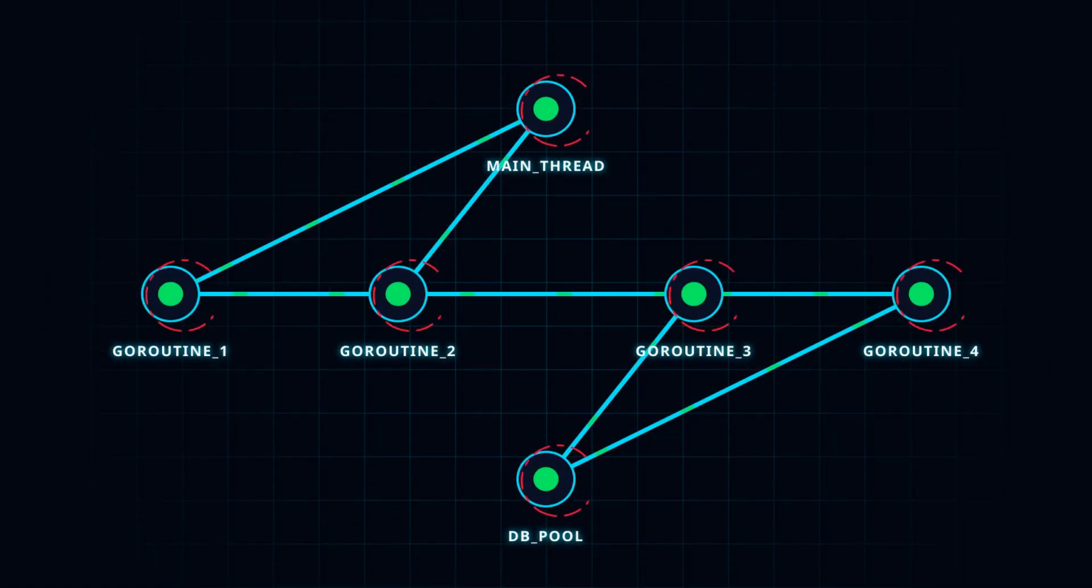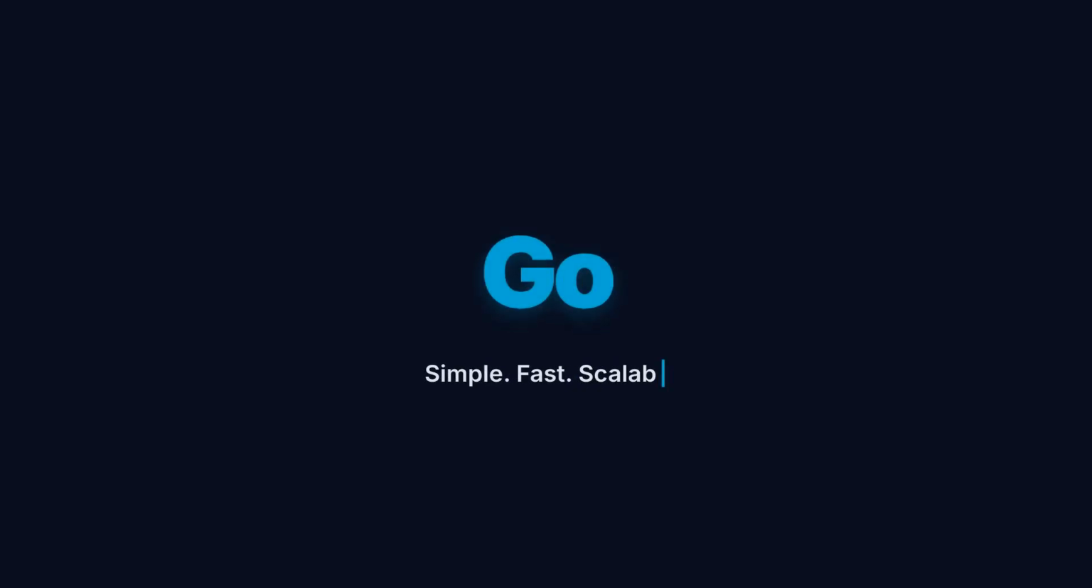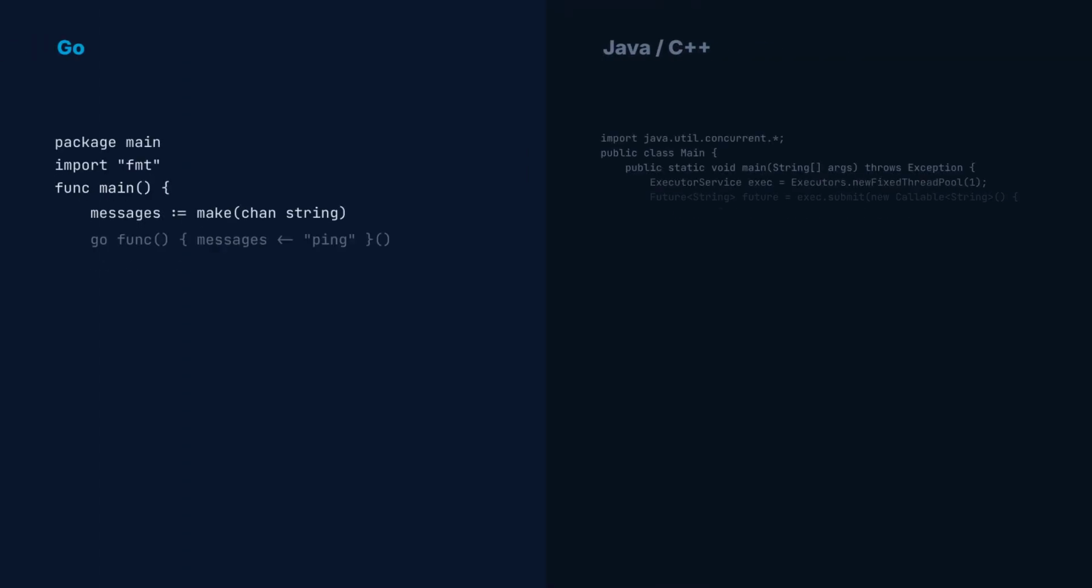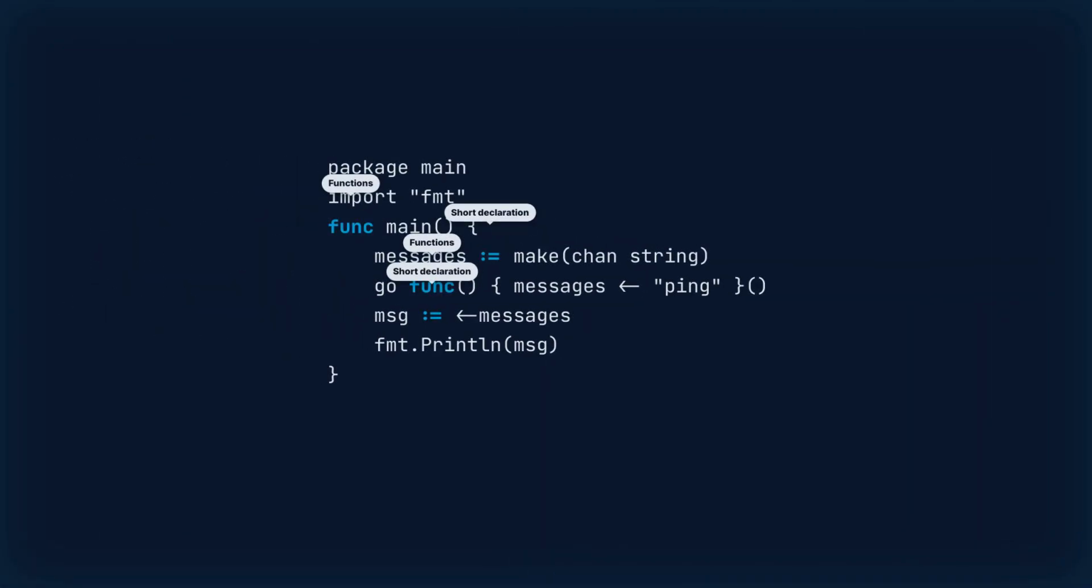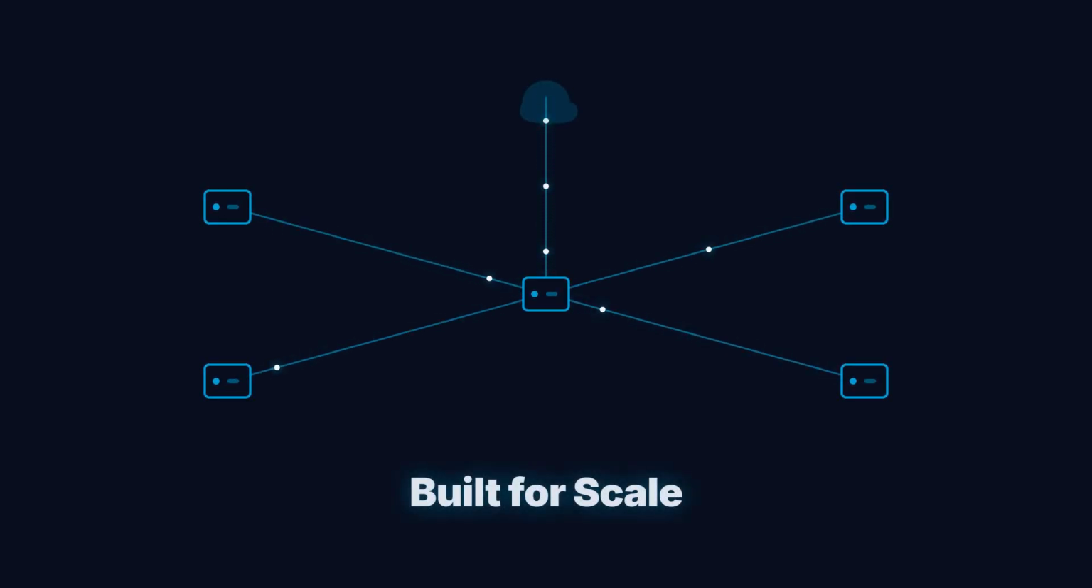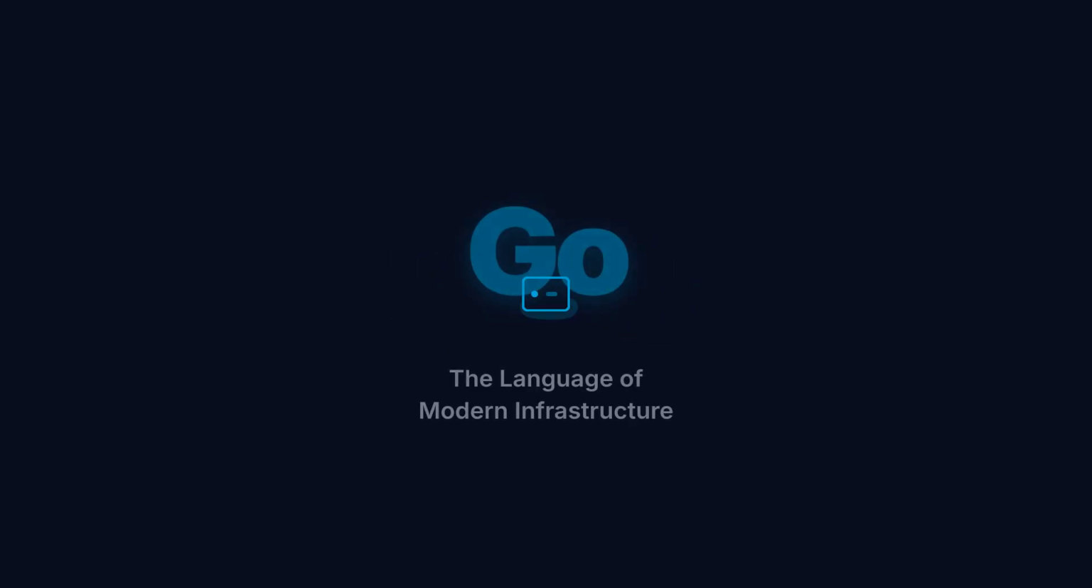Go is designed to be simple and easy to read. Its minimal syntax reduces complexity and helps developers focus on solving problems. That's why Go is widely used for backend systems, cloud infrastructure, and high-performance applications.